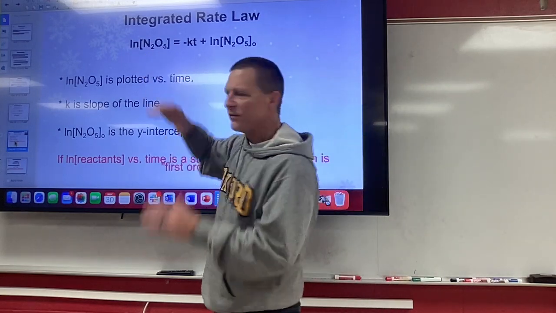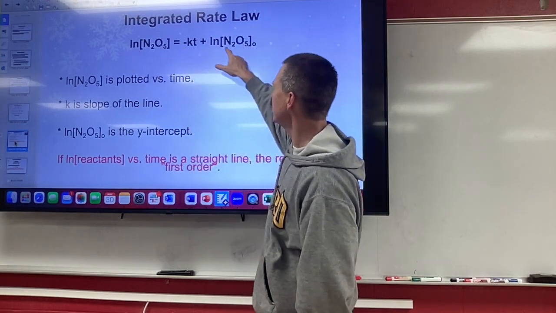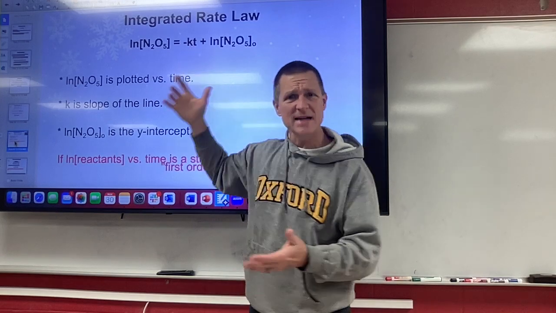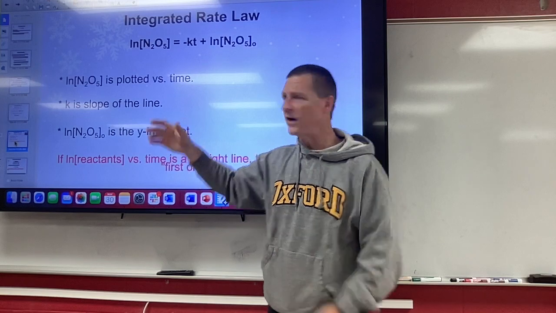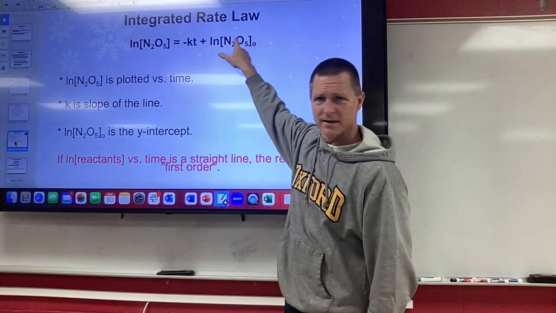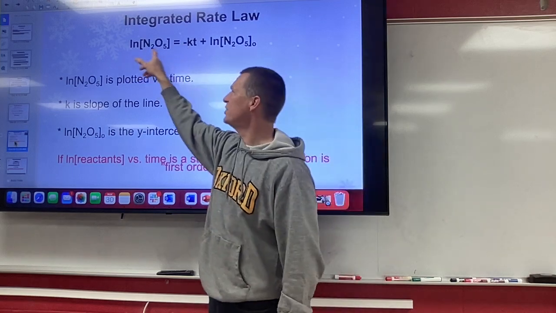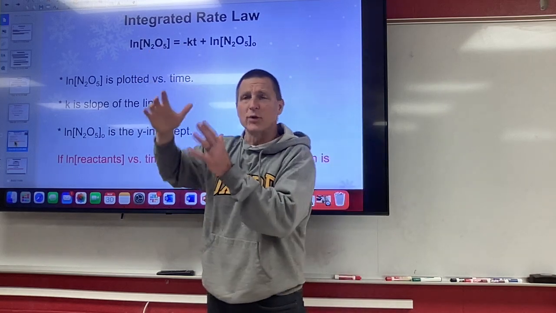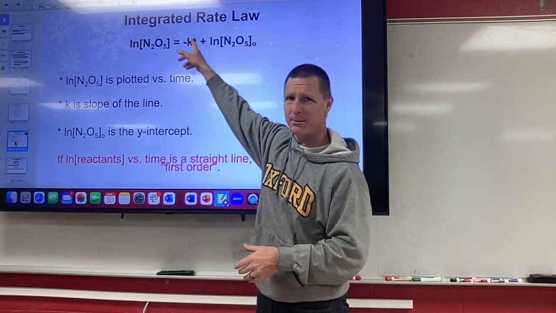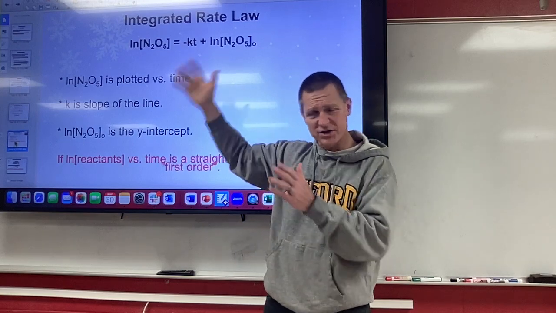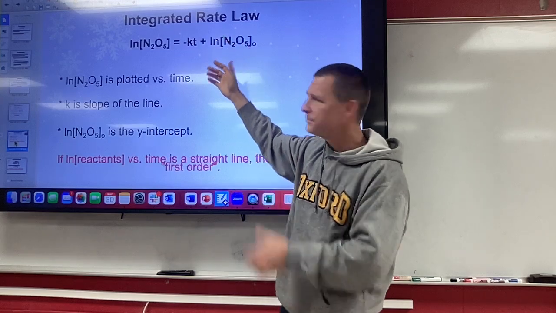The natural log of the concentration of the reactant, if it's first order, equals negative kt, k being a constant, t being time, plus the natural log of the initial concentration of N2O5. So this term is a constant. The k value is a constant. So what we have here is a changing value. As the reaction proceeds, the concentration of the reactant is changing over time, so the time is a variable as well. The k and the initial amount are constant.